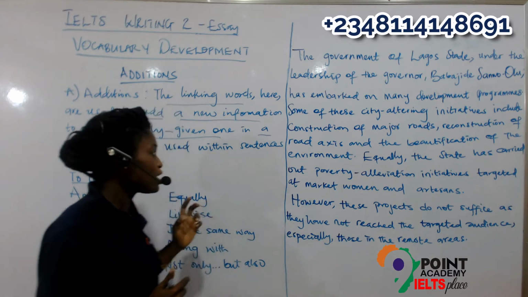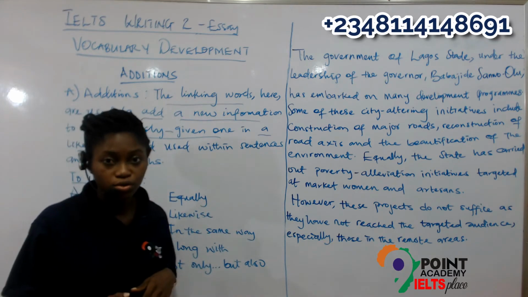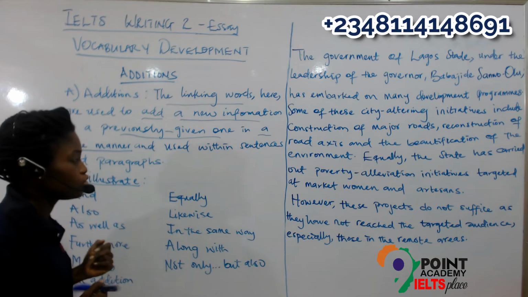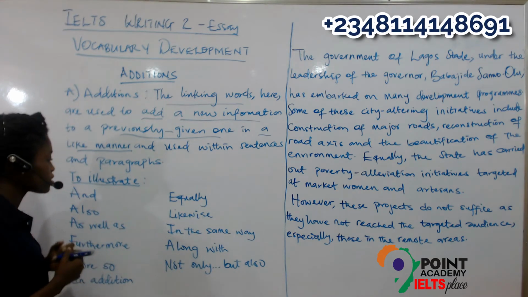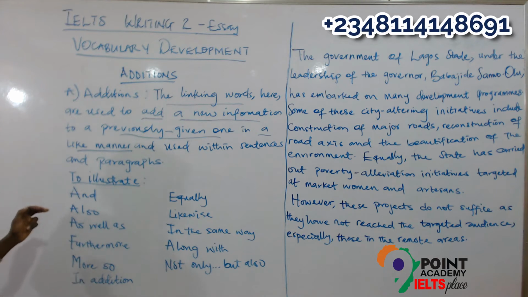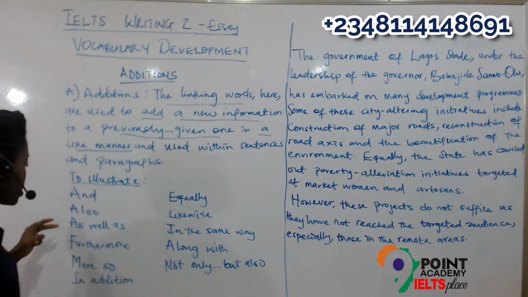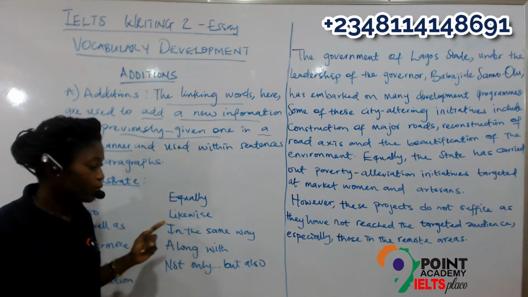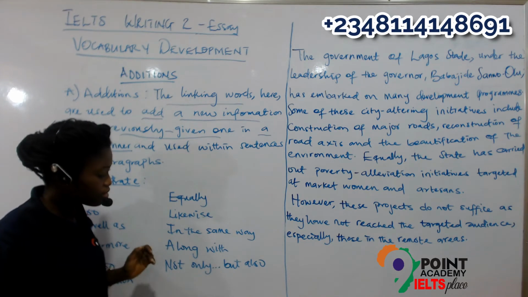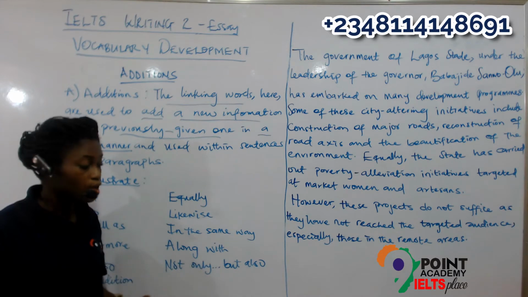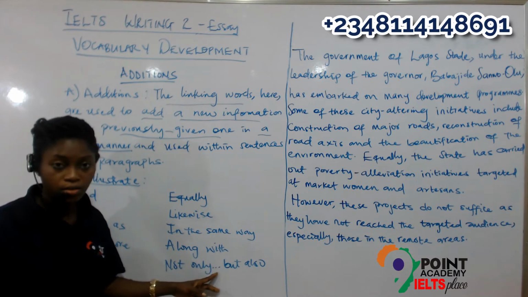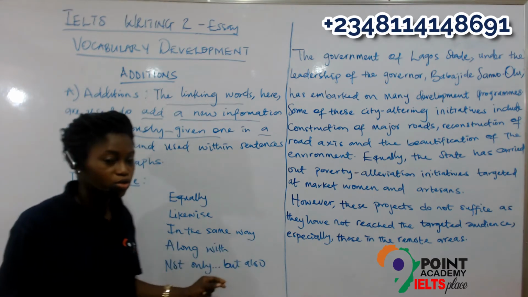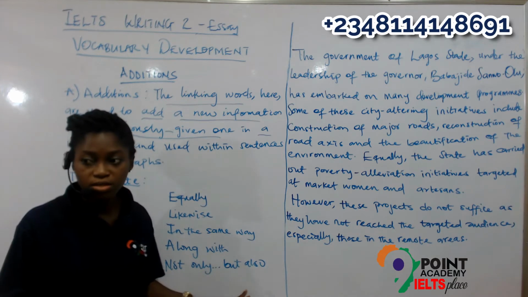Now, there are different linking words you can use when you are adding new information to your sentences or paragraphs. Now, you have and, also, as well as, furthermore, more so, in addition, equally, likewise, in the same way, along with, not only, but also. Now, you need to note that there is an ellipsis here. Not only is she clever, but also beautiful. So you don't write "not only" and you leave your ellipsis there.